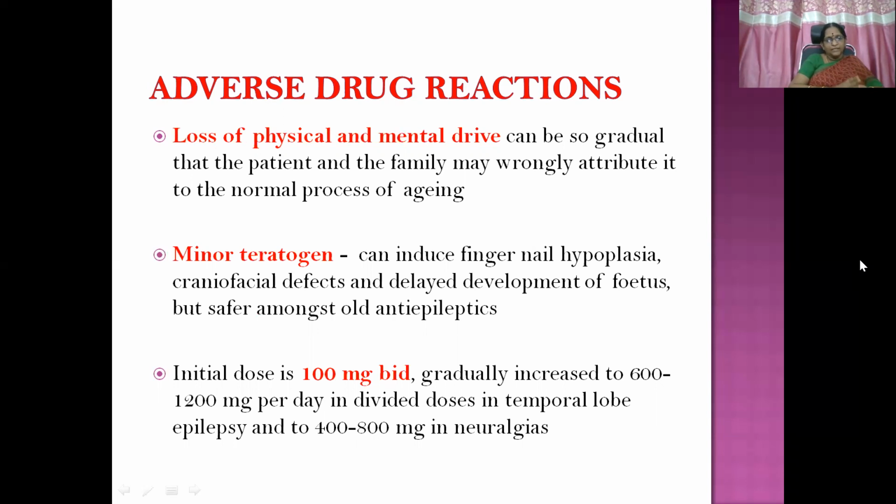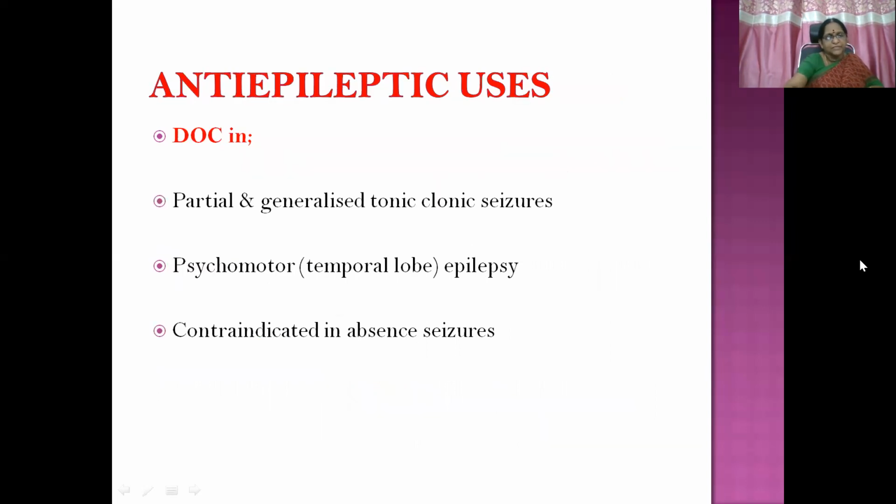When compared to phenytoin, it is a minor teratogen, so it can induce only fingernail hypoplasia, craniofacial defects, and delayed development of the fetus. But see, there is not even a single anti-epileptic drug which is devoid of teratogenicity. So whenever anti-epileptic drug usage is mandatory for any pregnant lady, we can choose a less teratogenic molecule like carbamazepine. For dose, we can start with 100 mg BD, and for epilepsy go up to a maximum of 1200 mg, whereas in neuralgias 400 to 800 mg.